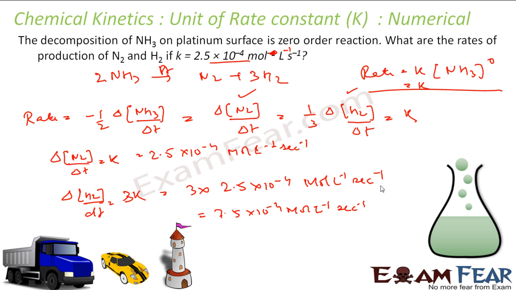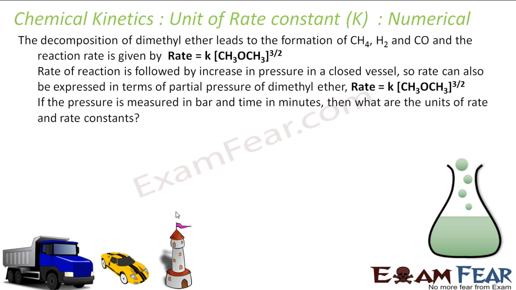Pretty easy. See, rate is given. It is given that it is a zero order reaction, so I can easily find the value of rate. It is nothing but K. And rate is nothing but change of concentration of N2, or 1 by 3 of change of concentration of H2. Right? So I have to find the rates of production of N2, that is nothing but K, and rate of production of H2 is nothing but 3K. See, this question looks big but is pretty easy actually.